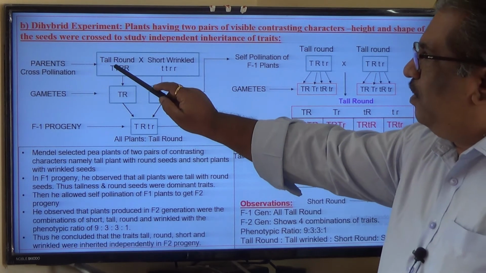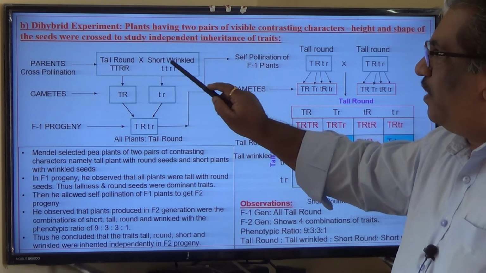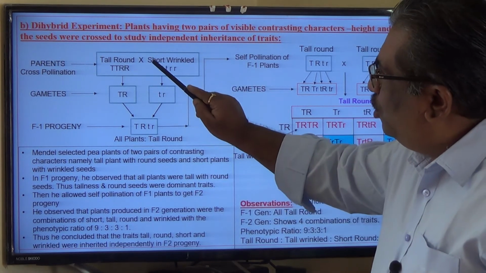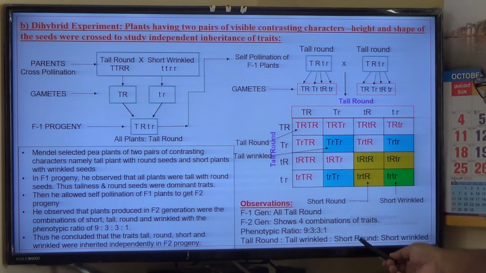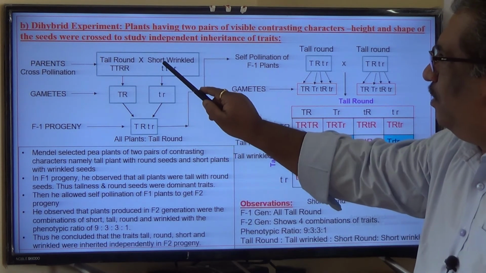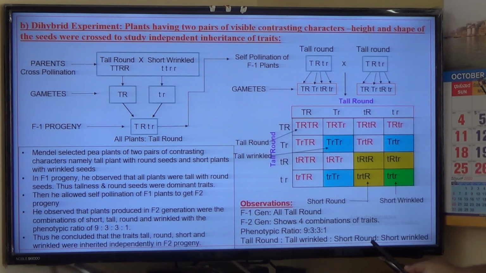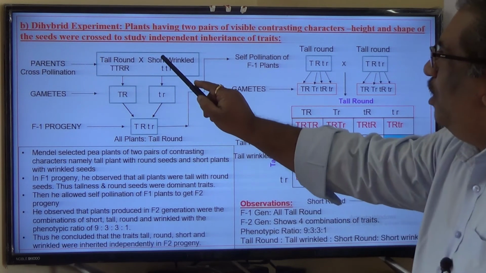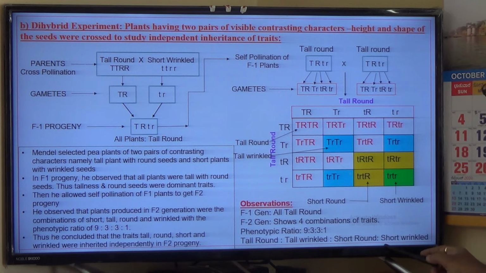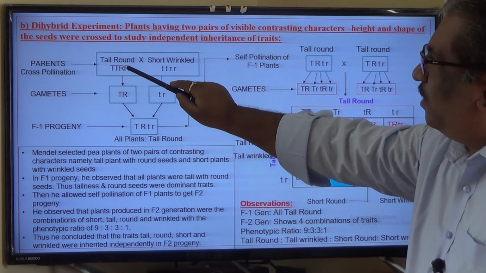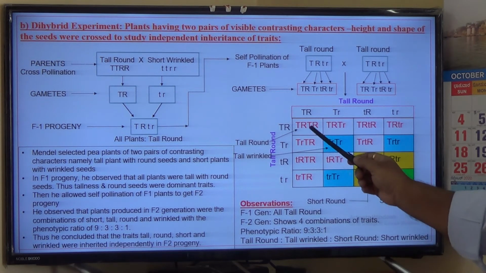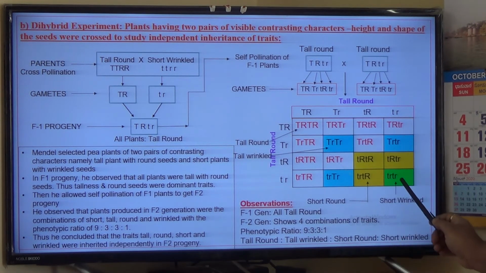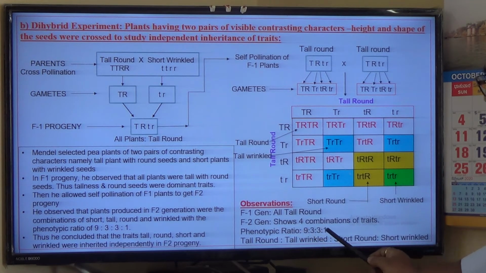See, initially we took tall and round and short and wrinkled. Can you expect short with round and tall with wrinkled? Yes, in the second progeny we expected tall with wrinkled, short with round seeds, and finally tall with round and short with wrinkled, with the genetic combination of capital TR and small tr, where only 9:1 at the end.